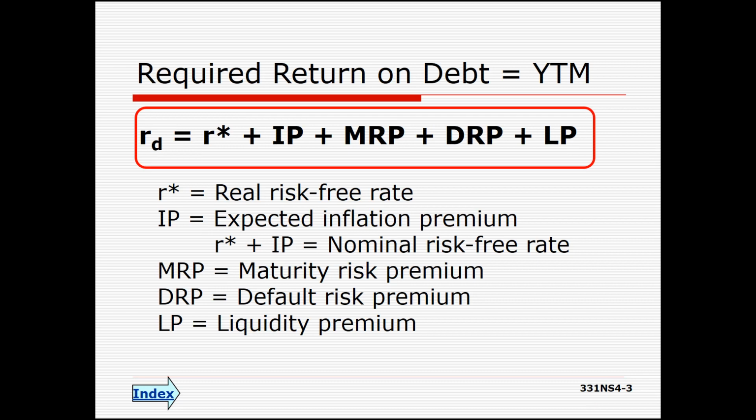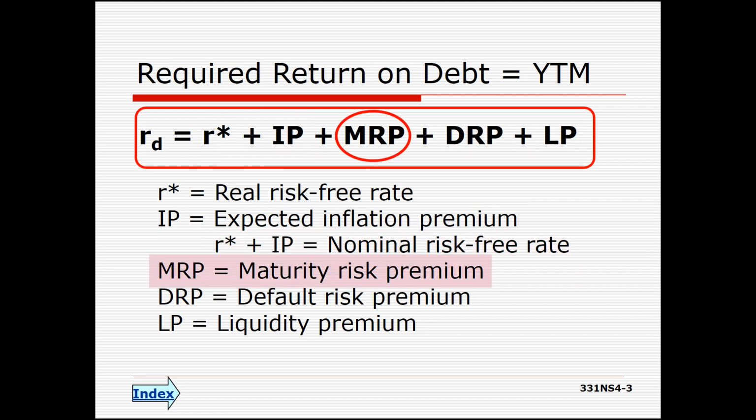Let's take a minute to look at what makes up the required return on a bond. The required return on a bond is the yield to maturity, and it's the discount rate used to value a bond. Required return on a bond is the rate that could be earned on bonds of similar risk and maturity. The components of that rate are the real risk-free rate to compensate the buyer for the time value of their money, an inflation premium based on expected inflation. The risk-free rate plus the inflation premium is the nominal risk-free rate.